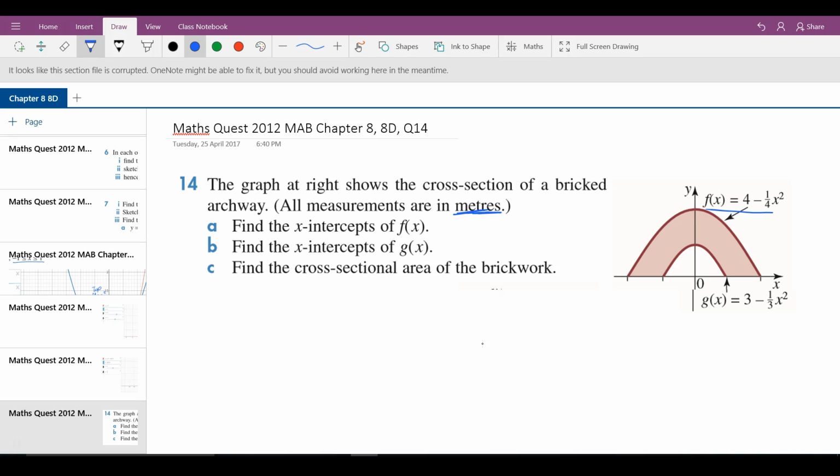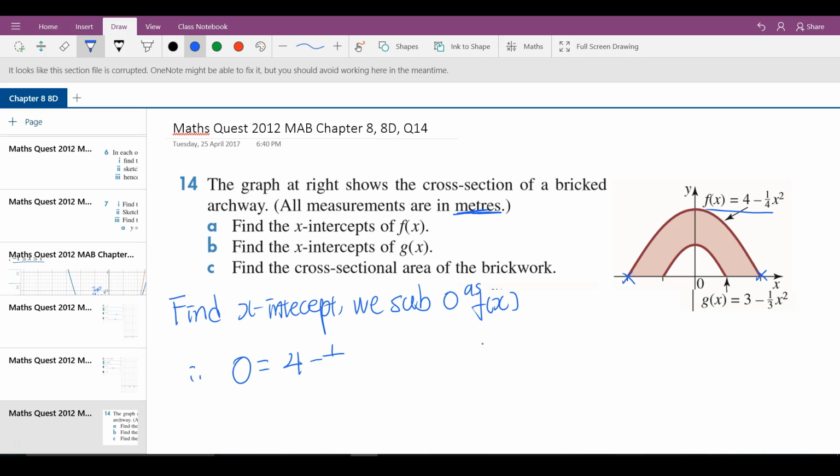Alright, so this is f of x, and we're looking for the x-intercept. So this point and this point. Well, just like any other quadratic function, to find the x-intercept, we sub 0 into y. We sub 0 as y, or as f of x. Therefore, we get 0 equal to 4 minus 1/4 x squared.